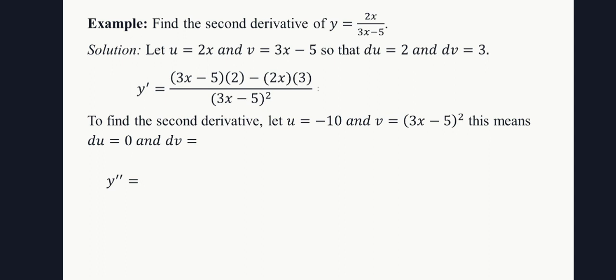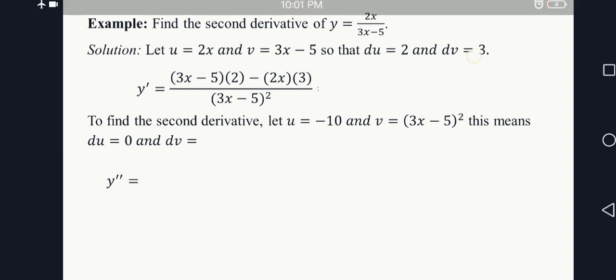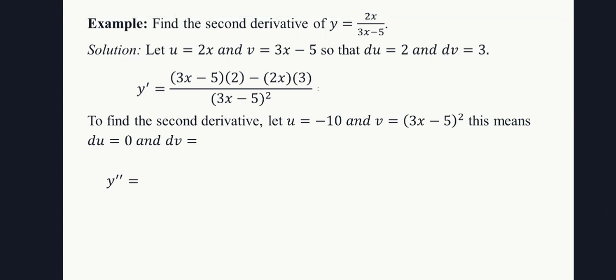Another example. Find the second derivative of y is equal to 2x over 3x minus 5. So, ito, gagamitan natin ng quotient rule. Kasi, division yung process natin. So, meron tayong denominator which is 3x minus 5, and our numerator which is 2x. So, mag-a-apply tayo ng quotient rule dito. Okay? So, to solve this, maglalat tayo ng u at v. U para sa taas, then v naman para sa baba. So, ano yung nasa taas? 2x. Then, yung v natin, nasa baba, 3x minus 5.